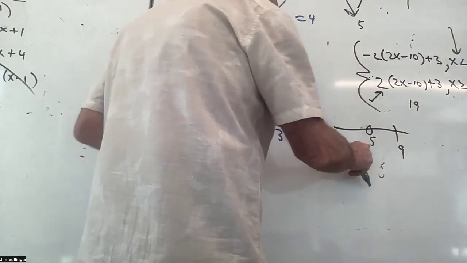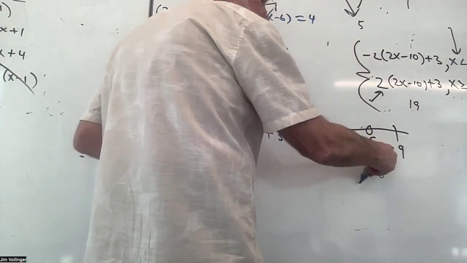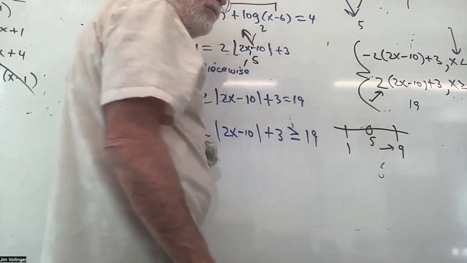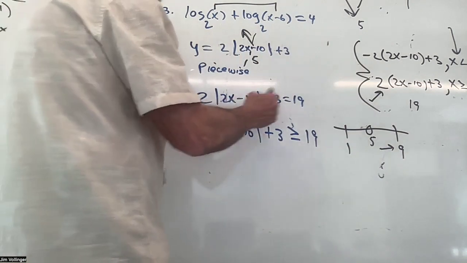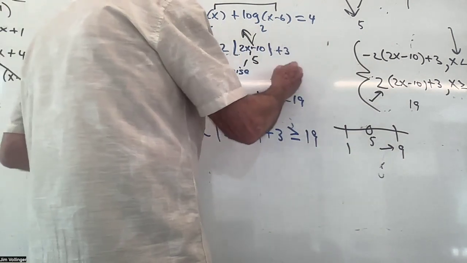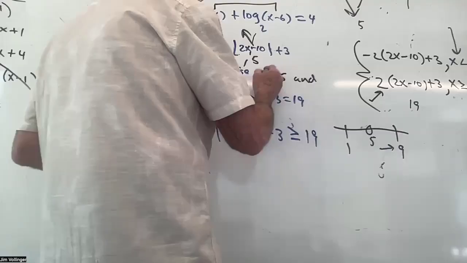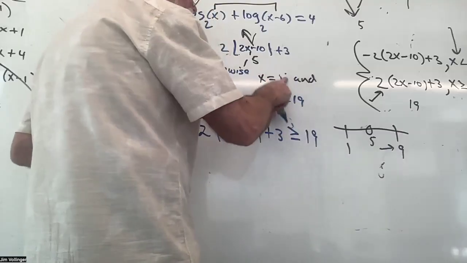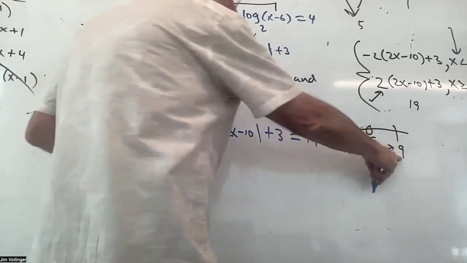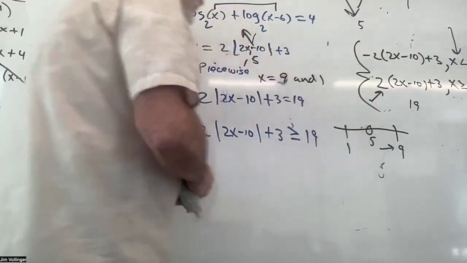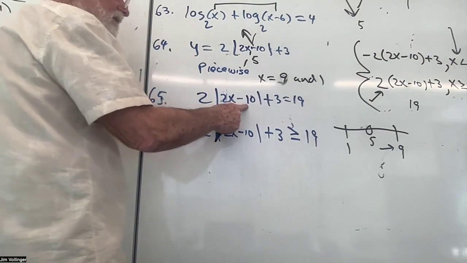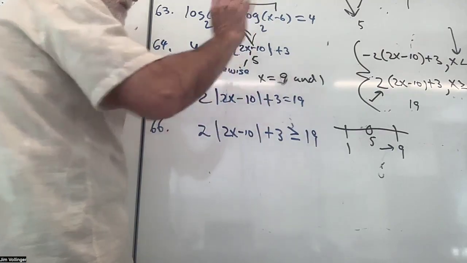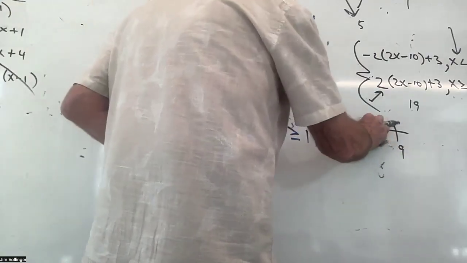Okay, remember the vertex is at 5, and I went 4 in that direction. Then 1 is the other root. I don't have to work harder than that. So I now know that this thing has solutions at x values 9 and 1. Let's put a 1 in and make sure. That's -8, the absolute value of -8, 8, 16, 3, 19. Okay, it's good.